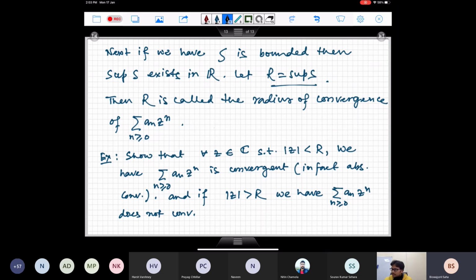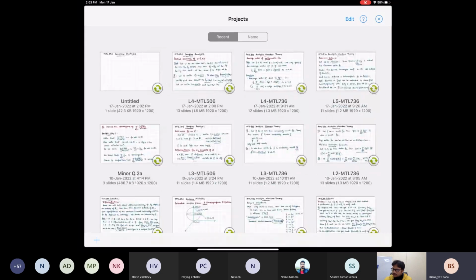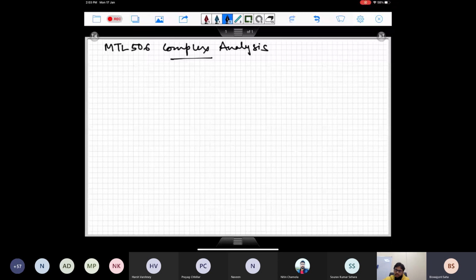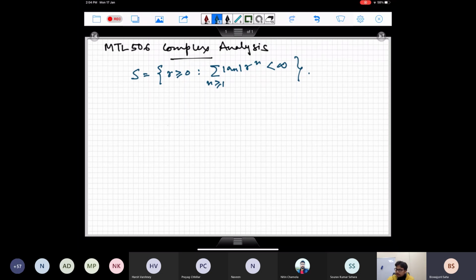If not, anyway, I will discuss this in a greater context. So let me begin. First of all, this question about convergence of the power series. In the definition of the radius of convergence, I had taken a set S, the set of all r bigger than or equal to 0 such that the sum of mod a_n r^n was finite. Our formal power series was a_n z^n, n bigger than or equal to 0.